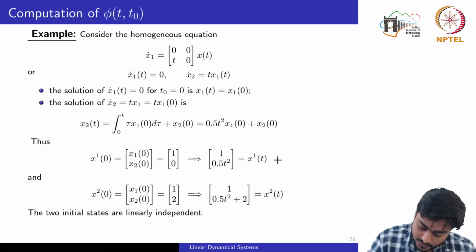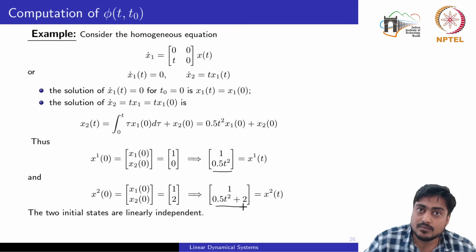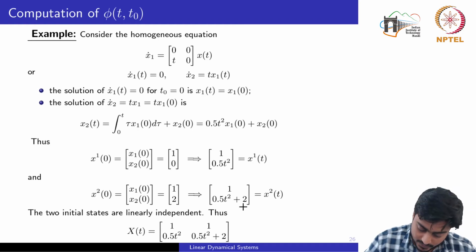So if I compute the solution for these two different initial conditions, we get one solution this and another solution this one. Now if I club both these solutions into one, that gives me this x of t. This is the fundamental matrix. So this is how you can compute the fundamental matrix.